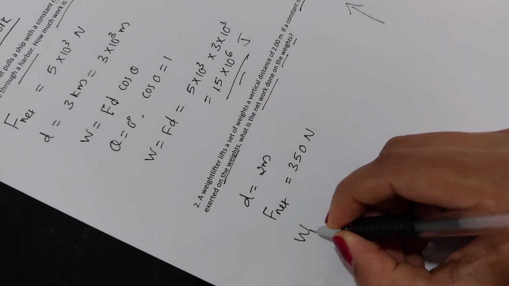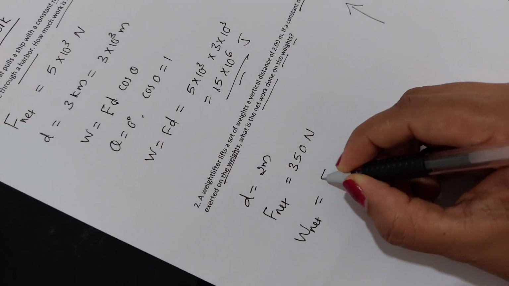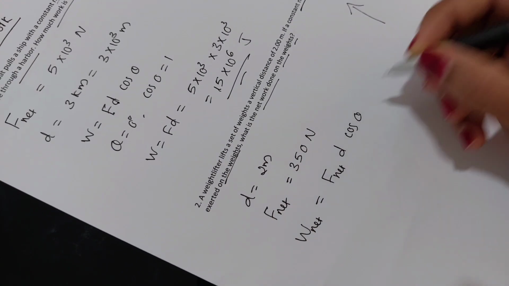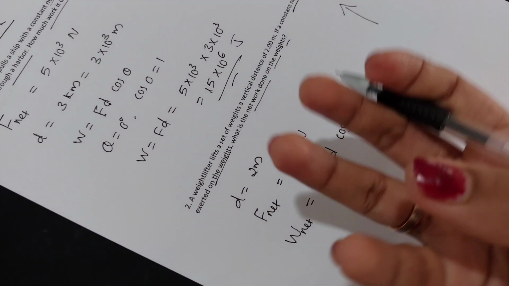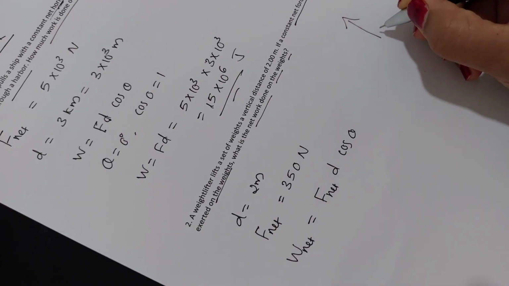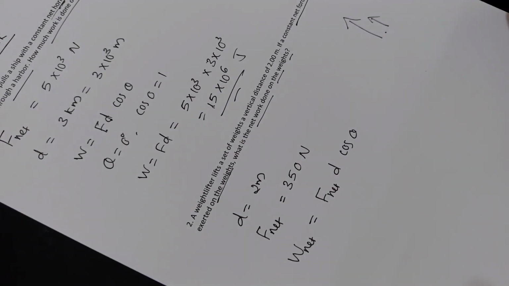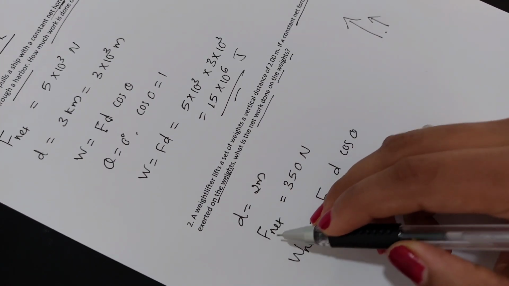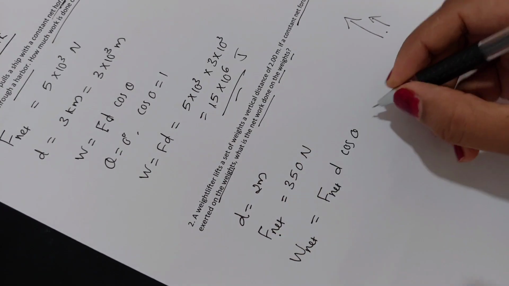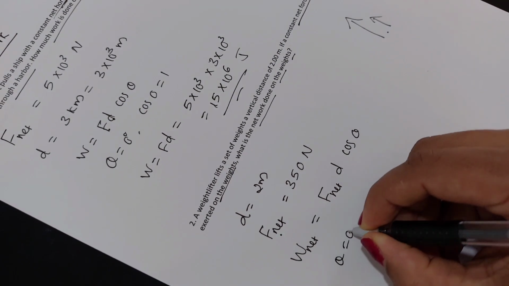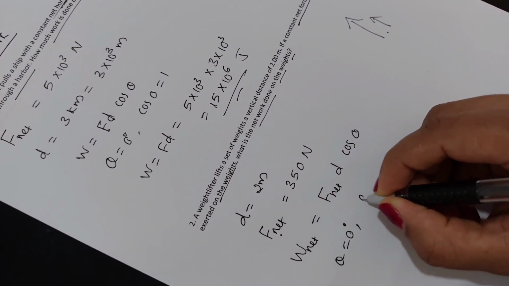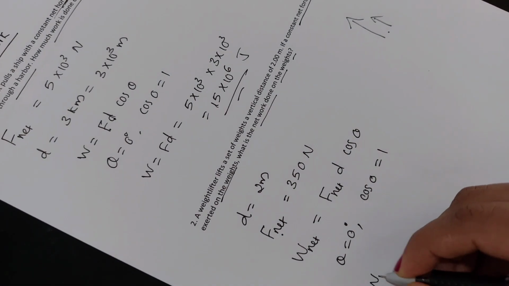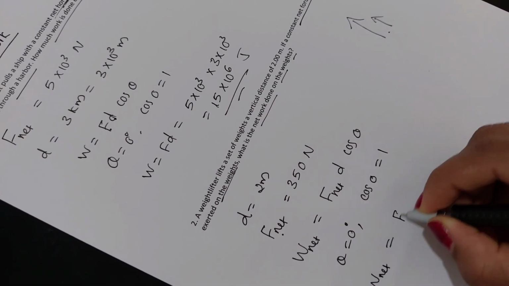So here the net work done we can find with F D cos theta. Here also the angle theta: the lifting is happening upward and the force is exerted in the same direction, upward only. So the distance and the net force both are acting along the same direction. So here also the angle theta will be 0 degree. When angle theta is 0, cos 0 is equal to 1. So the net work done will be equal to F D.